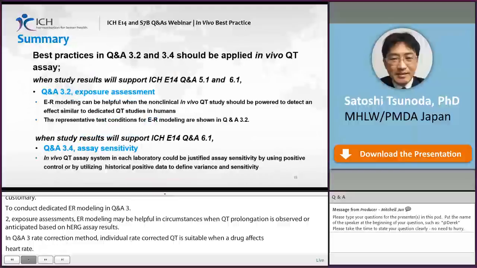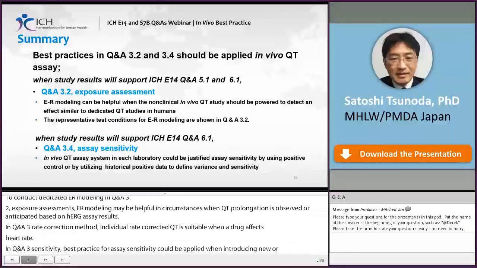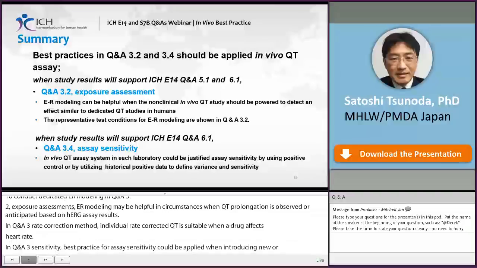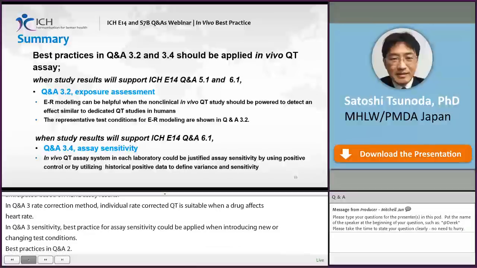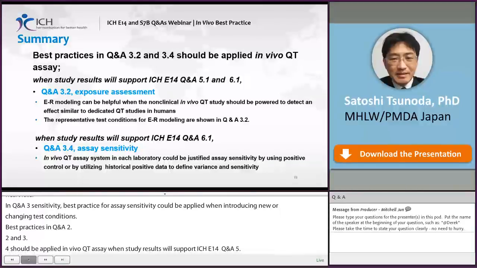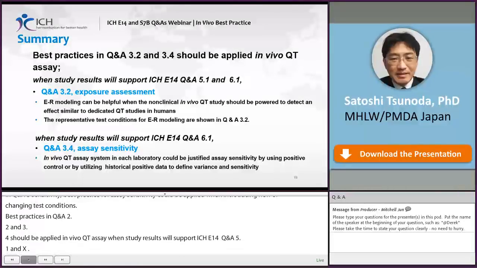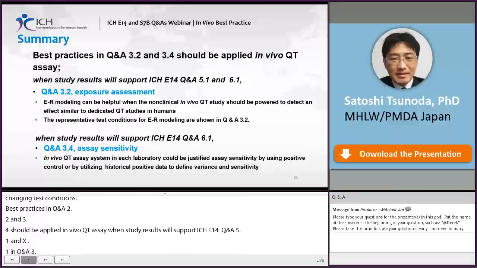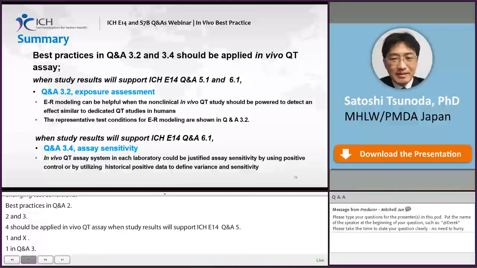Best practice in Q&A 3.2 and 3.4 should be applied in vivo QT assay when study result will support ICH E14 Q&A 5.1 and 6.1. Exposure assessment in Q&A 3.2, ER modeling can be helpful when non-clinical in vivo QT assay should be powered to detect an effect similar to dedicated QT studies in humans. The representative test conditions for ER modeling are shown in this Q&A.